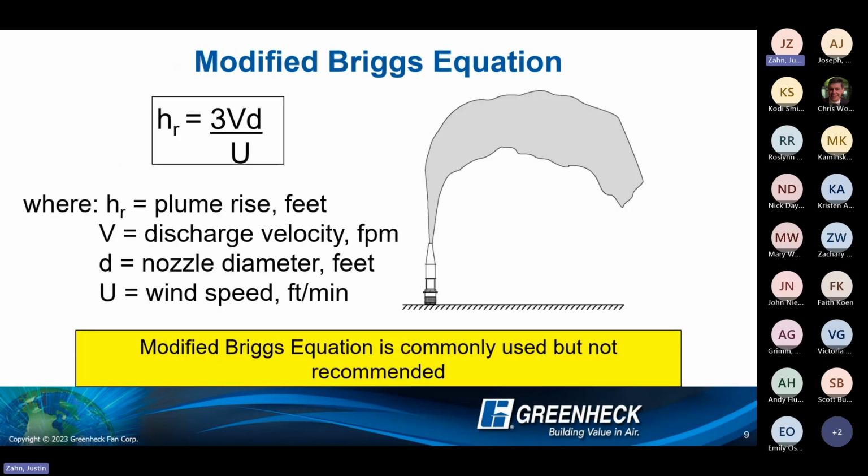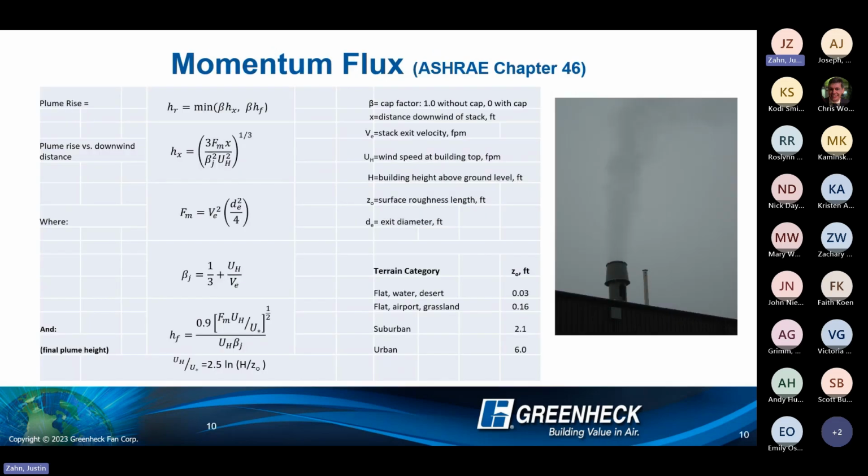All right, so moving on now. So we talked a little bit about ANSI and the outlet velocity, 3,000 feet per minute, and how that has a direct effect on your plume height. Well, there are two different ways to calculate plume height in the industry. The first way is through the modified Briggs equation. Fairly simple. This equation is now more or less being pushed out of the industry, not being used too much anymore. Nowadays, the industry is moving more towards momentum flux.